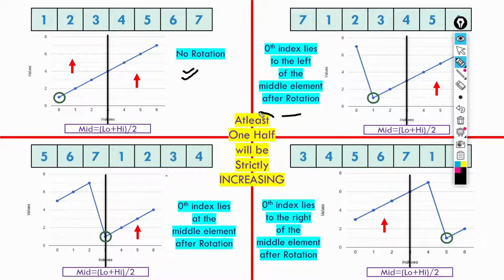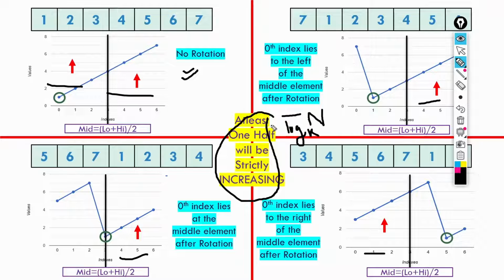If you notice that in all these 4 scenarios, there would be at least one half that would be strictly increasing. In this scenario, both the halves are strictly increasing. Here the second half, here also the second half, and here the first half. Keeping this observation in mind, let's see if we can reduce the search space by say a factor k in subsequent steps, which would result in a time complexity of log n base k, where n is the range size and k is the factor.